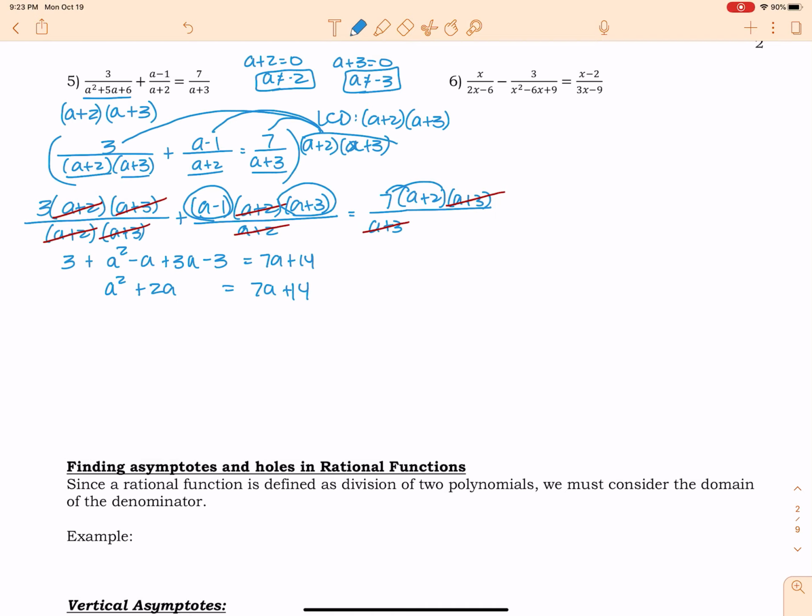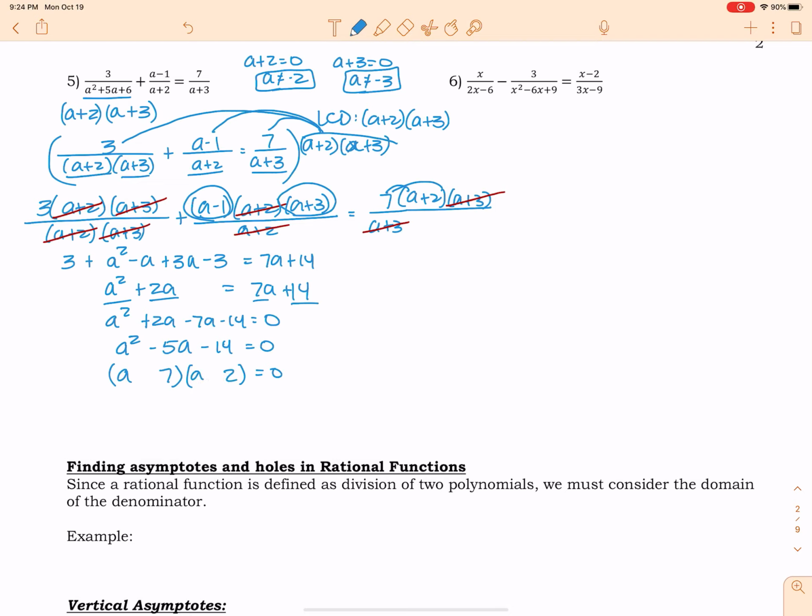Okay, so this is where this gets a little tricky. Notice that we've got a quadratic term, we've got a linear term, and a constant term. Since we're going to have a quadratic here, that means we move everything to one side. So we're going to have this equal to 0. So I subtract 7a and 14 from both sides. So I end up with a squared minus 5a minus 14, and you guessed it, we get to factor this little guy.